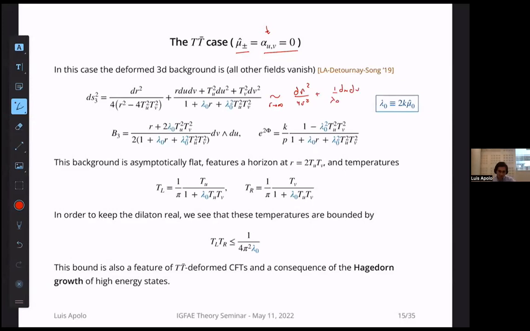And it's no longer asymptotically AdS. So you've changed the asymptotics. In fact, this background turns out to be asymptotically flat, so its curvature vanishes at infinity. It features a horizon at this value of the radial coordinate, which is the same; the location of the horizon has not changed after performing the TsT transformation. And the physical temperatures of the black hole have been changed as well.